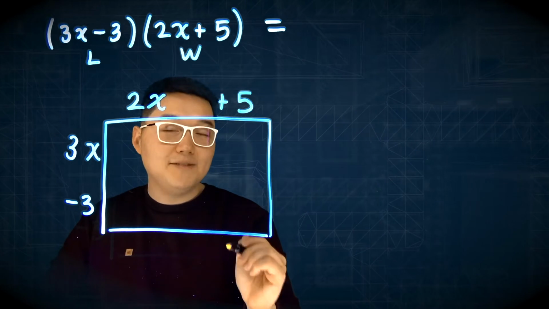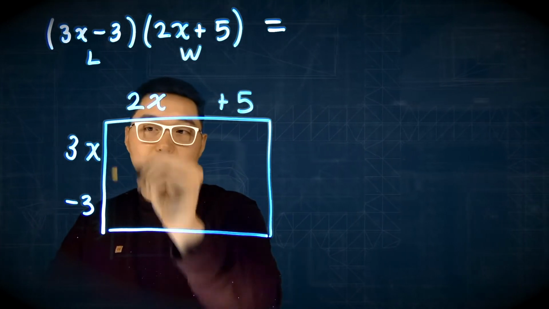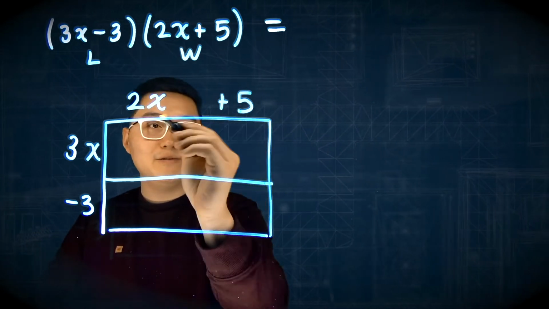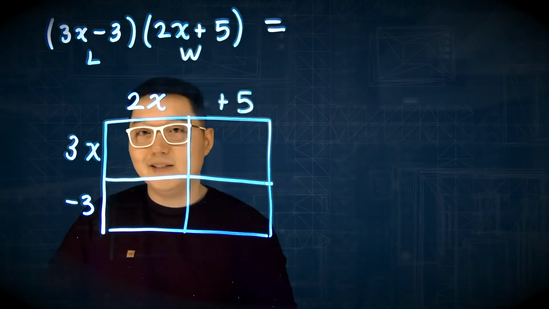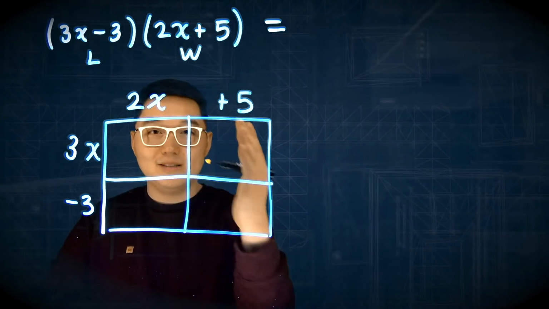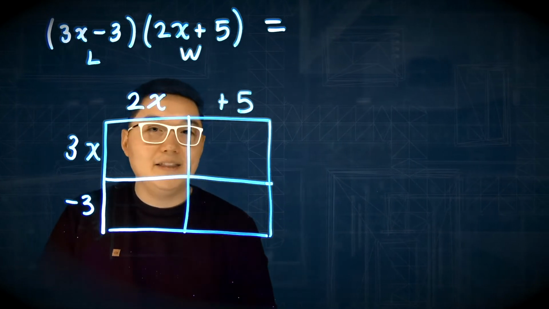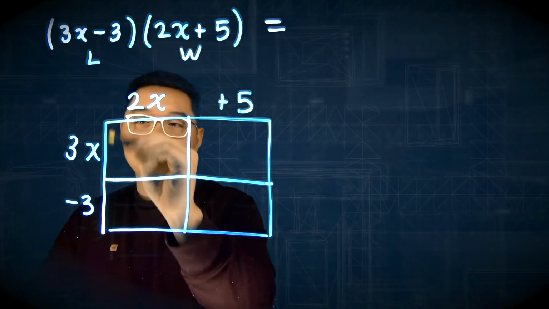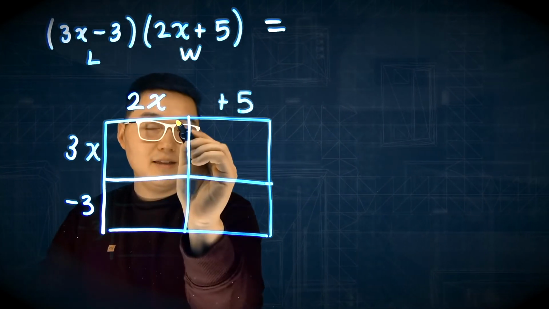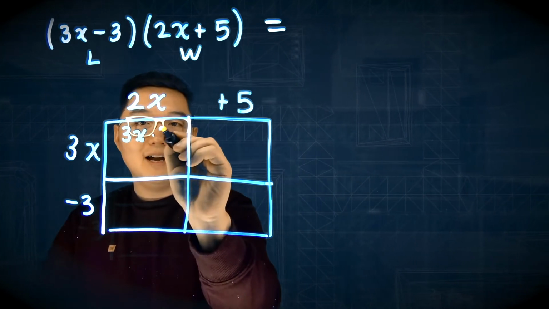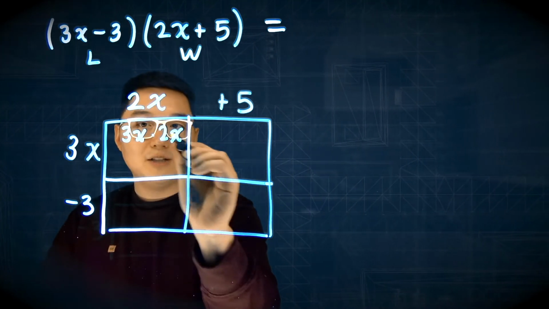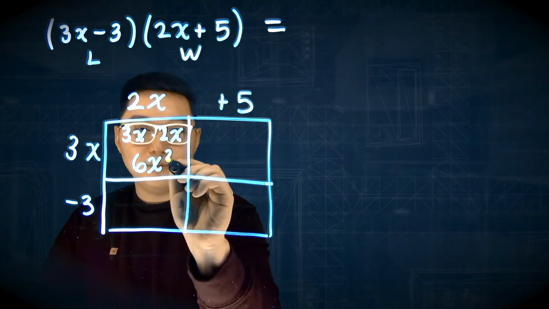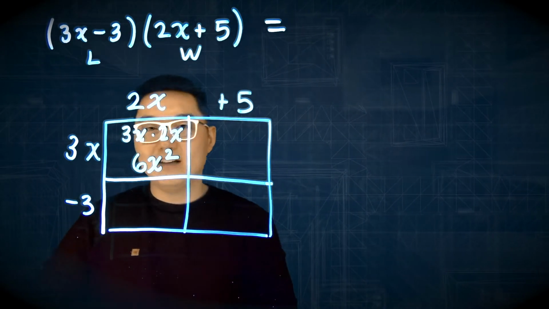Now again, this divides the rectangle into 4 sections, because 3x minus 3 is 2 terms, so it divides the rectangle into 2 sections. 2x plus 5 is again 2 terms, so we're going to divide the rectangle into 2 sections again, giving us a grand total of 4 sections. So now let's go ahead and find the area of each section and add them all together. For the first section of the rectangle, we see the length of 3x times the width of 2x. 3 times 2 is 6, but x times x is x squared. So we have 6x squared.